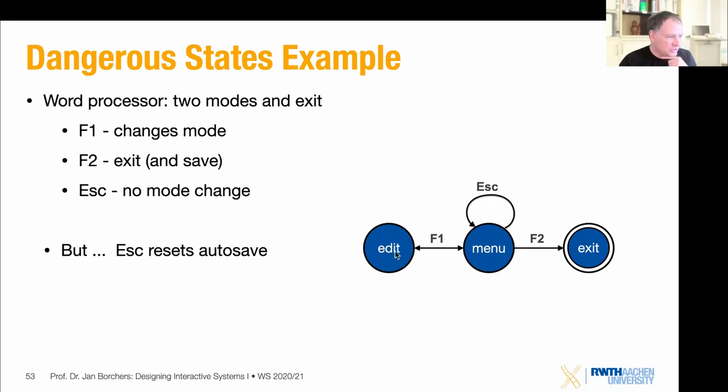The F2 key lets you exit the program and save your current file. It's a text editor, right? And this can only be done when you're in the menu state, obviously, as you can see here. And escape doesn't change the mode at all. It stays in the main menu here. But escape is used to reset the autosave.